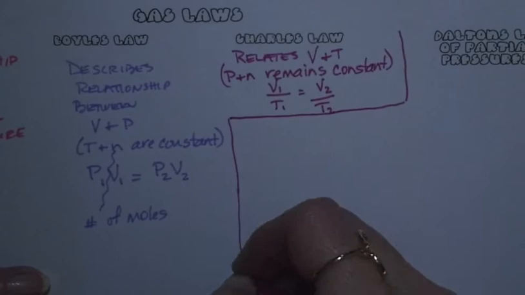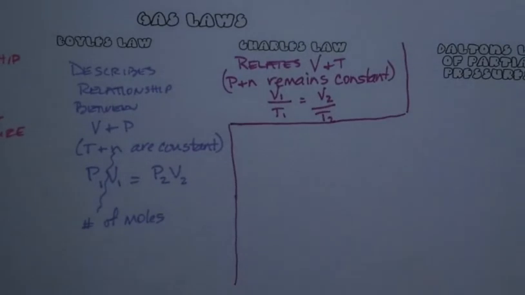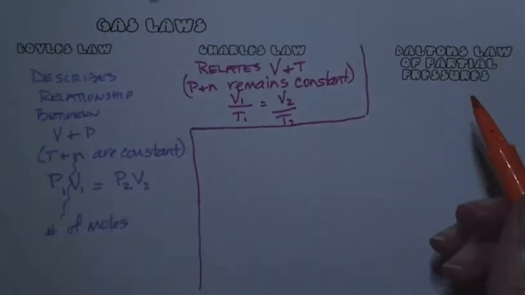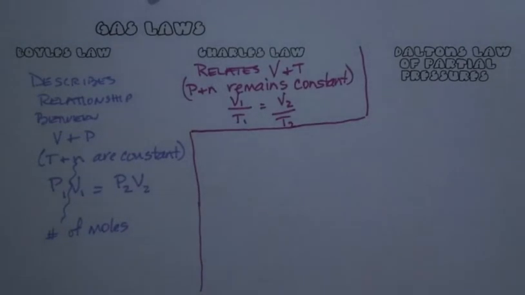Okay, so I'm doing these in different colors. It just helps, it makes it a little bit easier to keep up with this stuff here. The next one is Dalton's law of partial pressure, which is really easy. And if you'll take out your green pages, I think Dalton's law of partial pressure is on here.